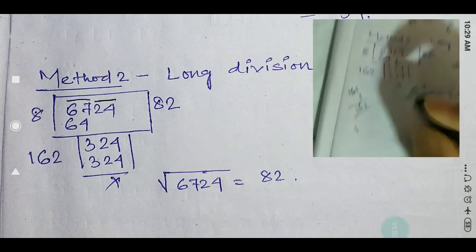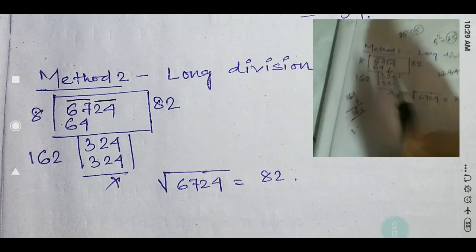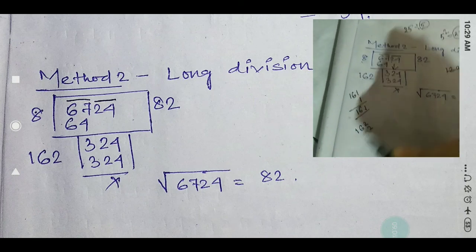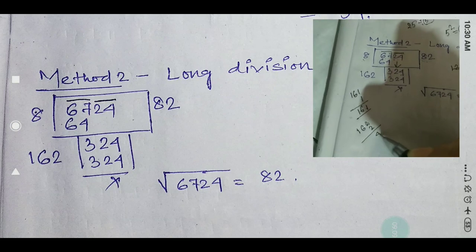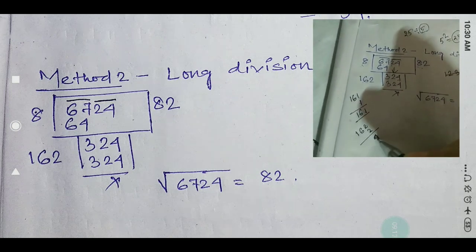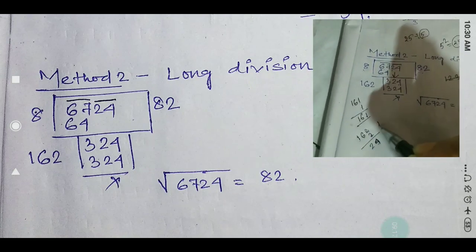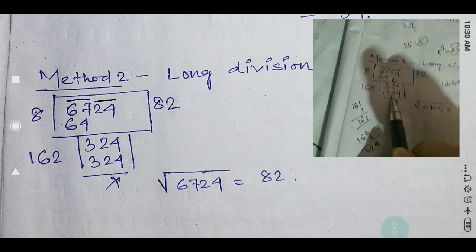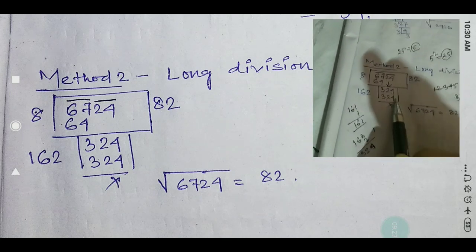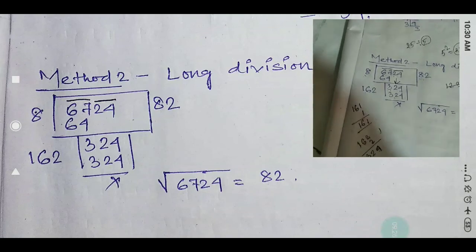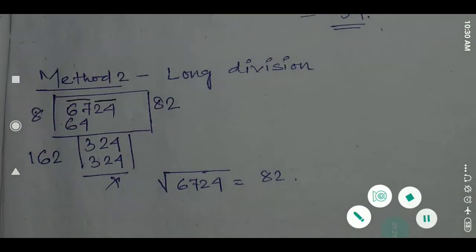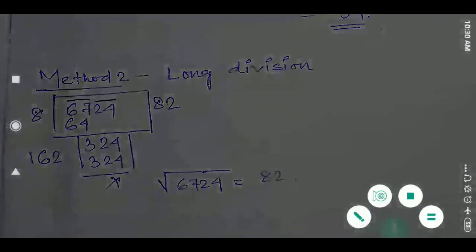See, in the last digit 4 is there, na? So if I multiply 162 by 2, then there is a chance of getting 4. 2 fours, na? So that's why I have taken 2. 2 fours are 8, 2 sixes are 12, 2 ones are 2, plus 1 is 3. 324. Here 324 only is there. That means 162 into 2 is 324. Okay, so the square root of 6724 is 82.